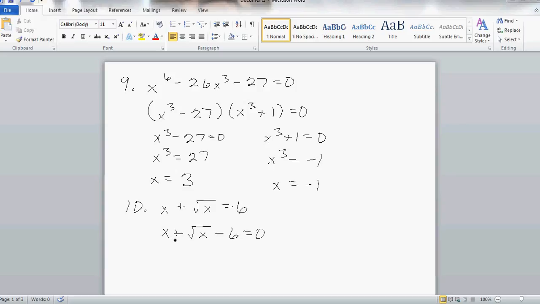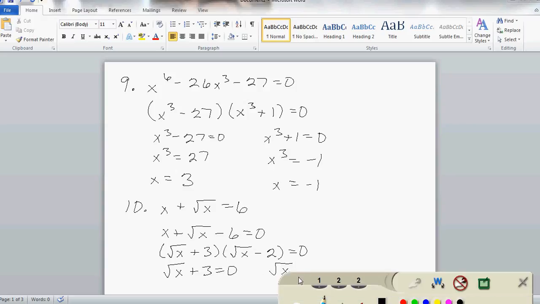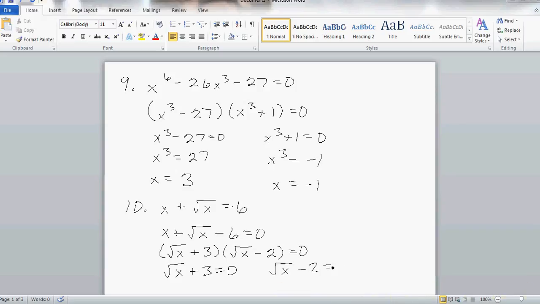This is in quadratic form. That means when I factor this, instead of having just x, I will have square root of x. So I get the square root of x plus 3 times the square root of x minus 2 equals 0. And then I can set each one of these equal to 0 and go from there. Square root of x plus 3 equals 0. Square root of x minus 2 equals 0.